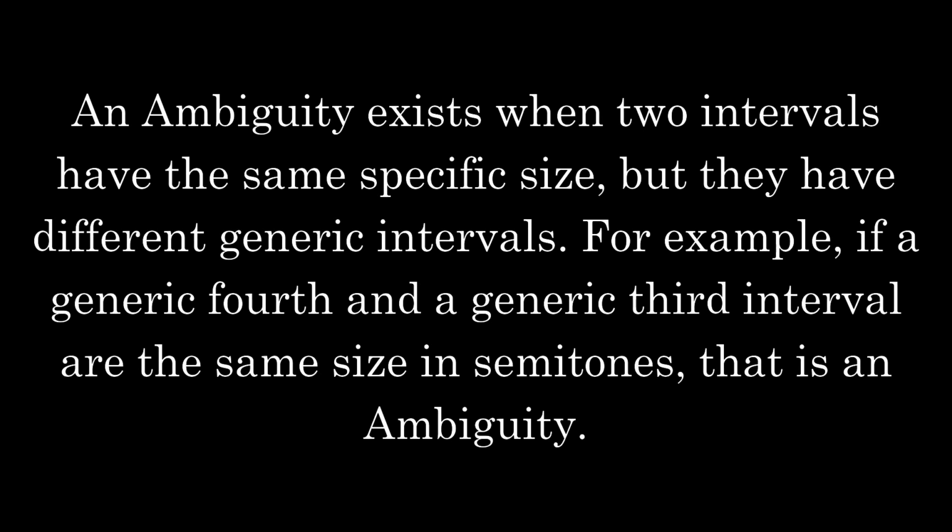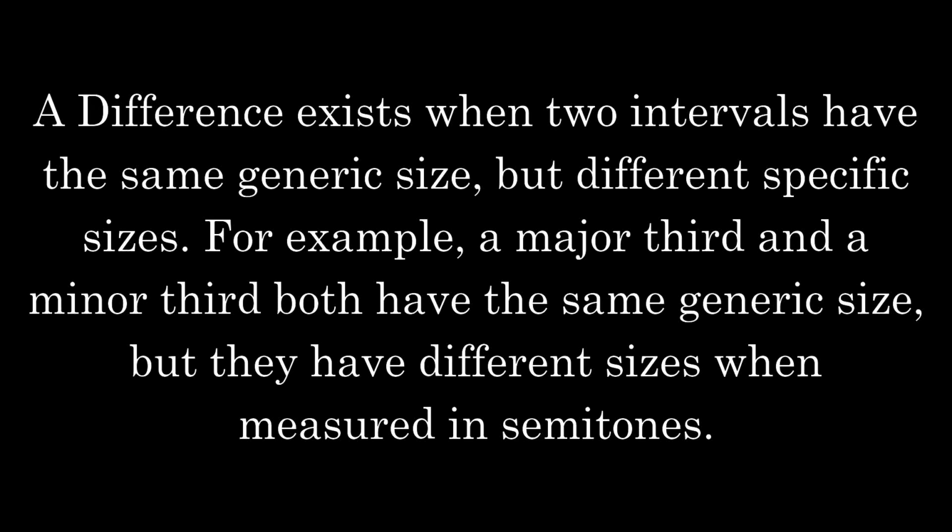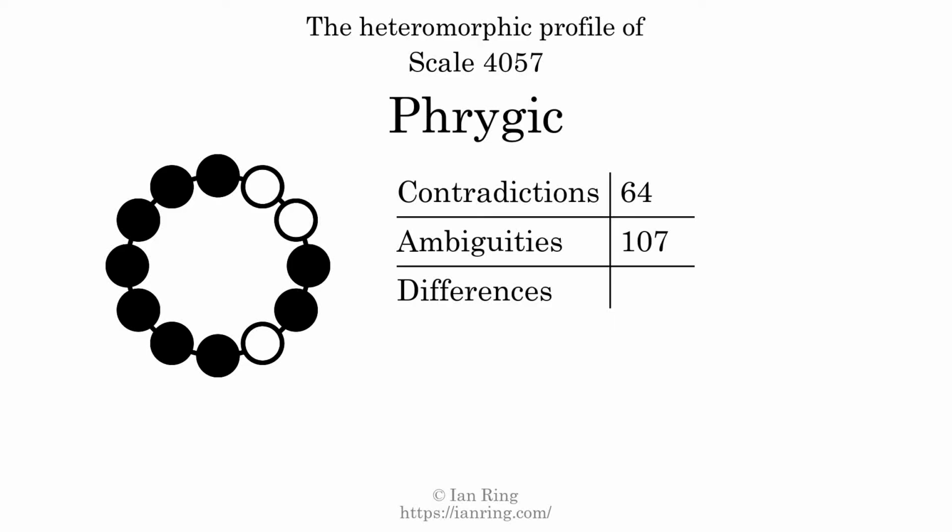An ambiguity exists when 2 intervals have the same specific size, but they have different generic intervals. For example, if a generic fourth and a generic third interval are the same size in semitones, that is an ambiguity. The number of ambiguities in this scale is 107. A difference exists when two intervals have the same generic size, but different specific sizes. For example, a major third and a minor third both have the same generic size, but they have different sizes when measured in semitones. The number of differences in this scale is 194.